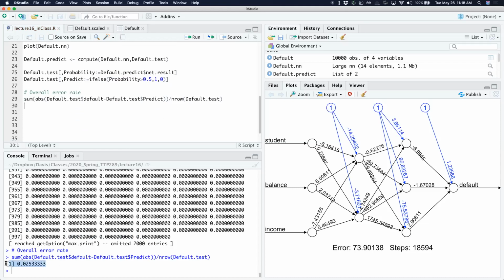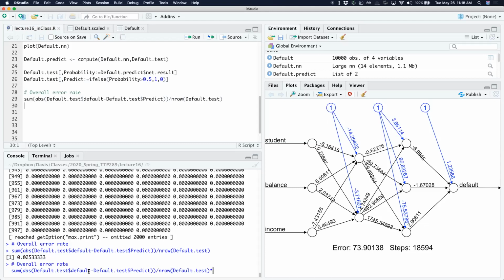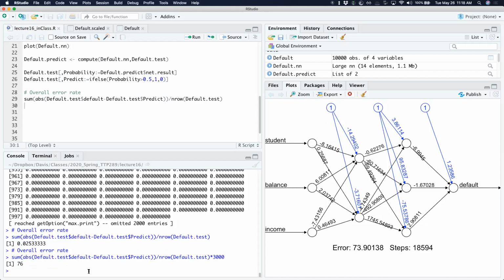Okay, so we have a 2.5% error rate. So out of these 3,000 testing ones, let's see, it's this times 3,000. So out of 3,000, my neural network is able to correctly identify 2,924. It's got 76 of them wrong. So pretty good.